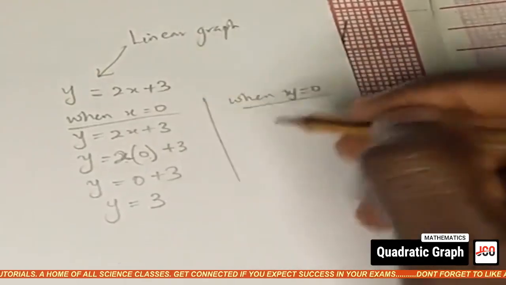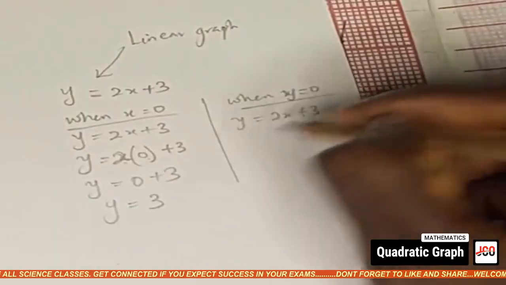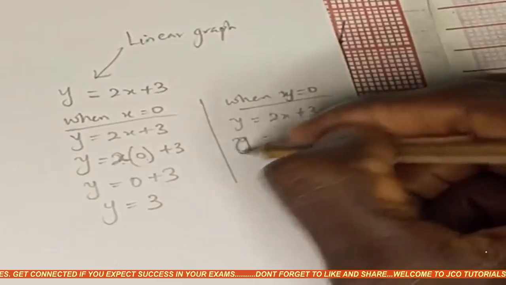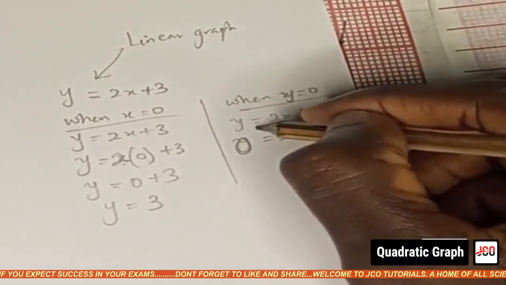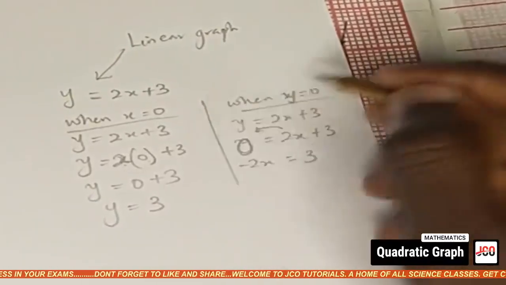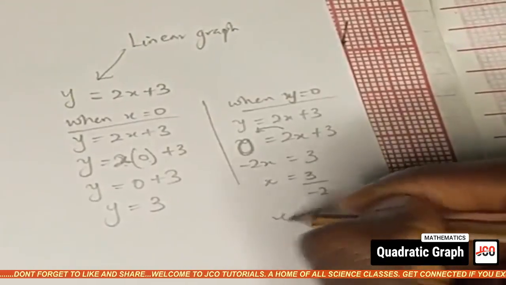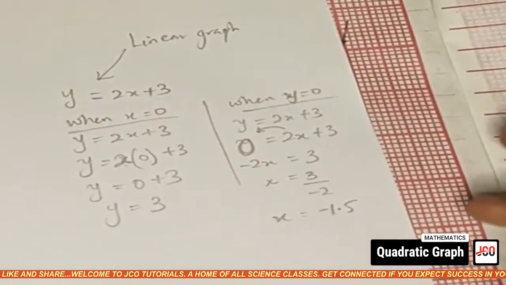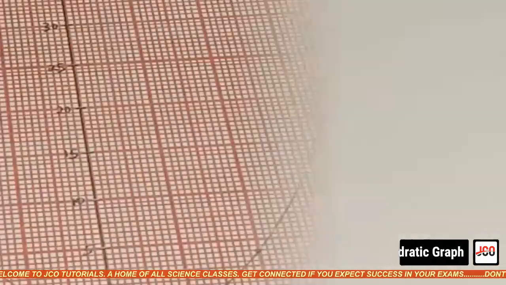This is how we deal with a linear graph. You bring your equation again, y equals 2x plus 3. Put your value of y as 0. So in place of y, I put 0 equals 2x plus 3. Take 2x this way, you have minus 2x equals 3. 0 is nothing. Divide by the coefficient, x equals 3 over minus 2, so that x is what? Minus 1.5. Good.